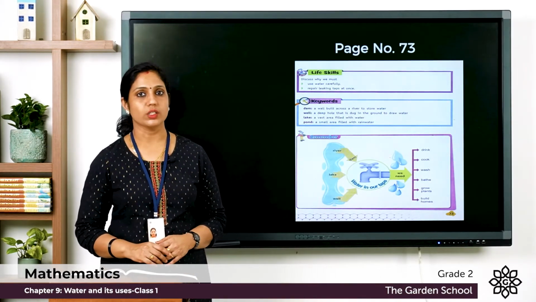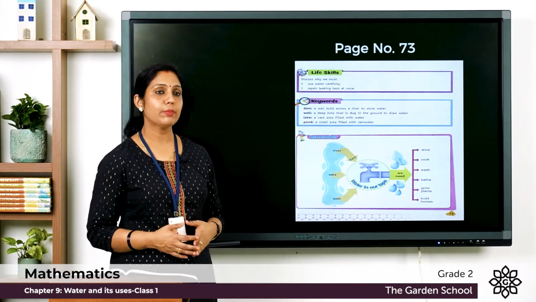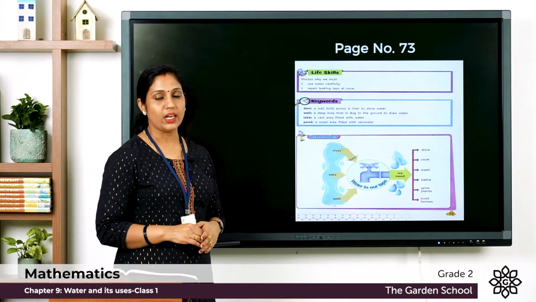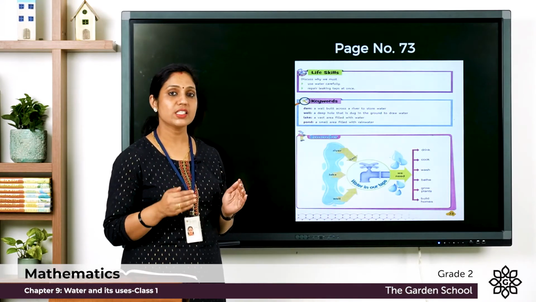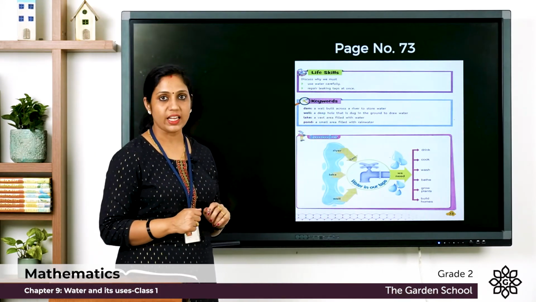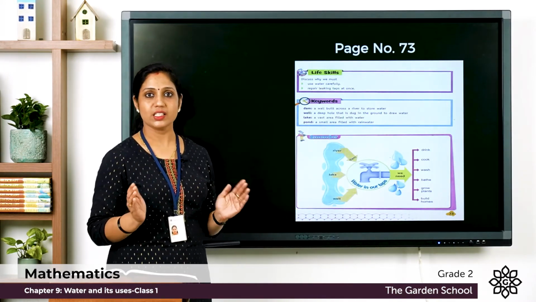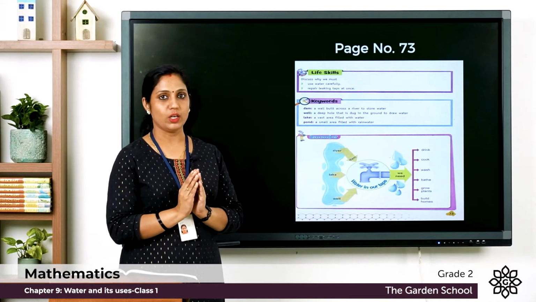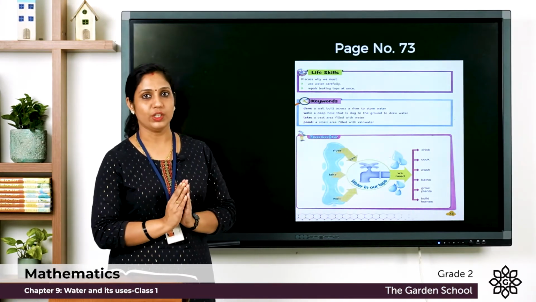Next, let's move on to our keywords. In the keywords, some words are given. Let's see what they are. The first is dam. So what is a dam? A wall built across a river to store water. Next is a well. What is a well? It's a deep hole that is dug in the ground, and from there we draw water. Next is a lake. A vast area filled with water. Next we have the pond. What is a pond? A small area filled with rainwater. So a lake is a vast area filled with water and a pond is a small area filled with rainwater.